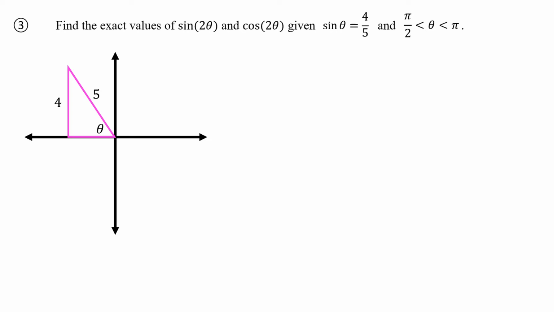Sine theta is opposite over hypotenuse. So the opposite of theta will be a positive 4. The hypotenuse would be a positive 5. Remember, the hypotenuse, by definition, is always positive. How did I know quadrant 2? Well, in the question, it says theta has to be between pi over 2 and pi. So that's how I knew this was the quadrant to draw that triangle in.